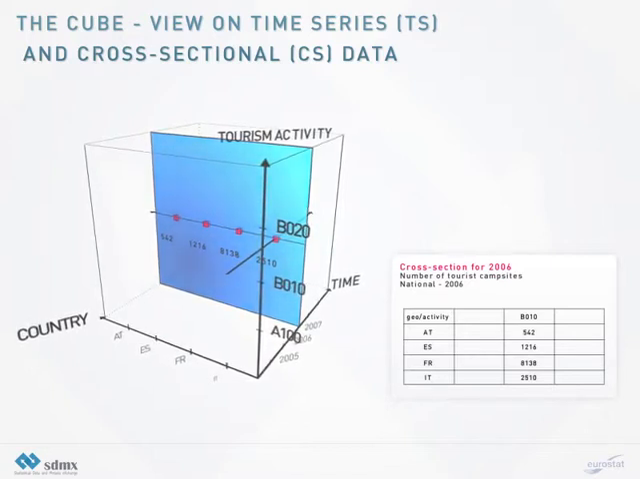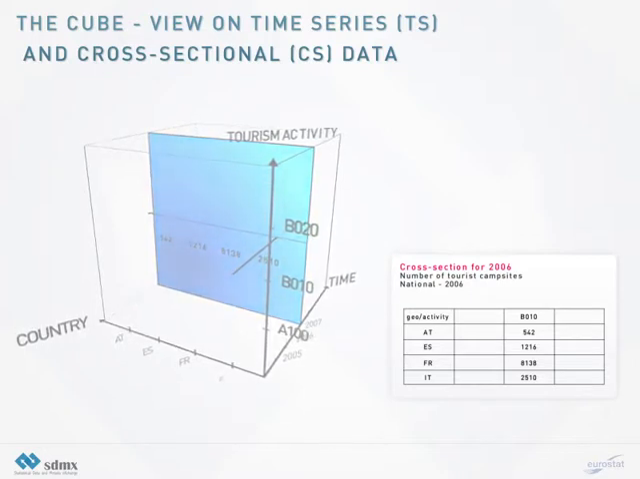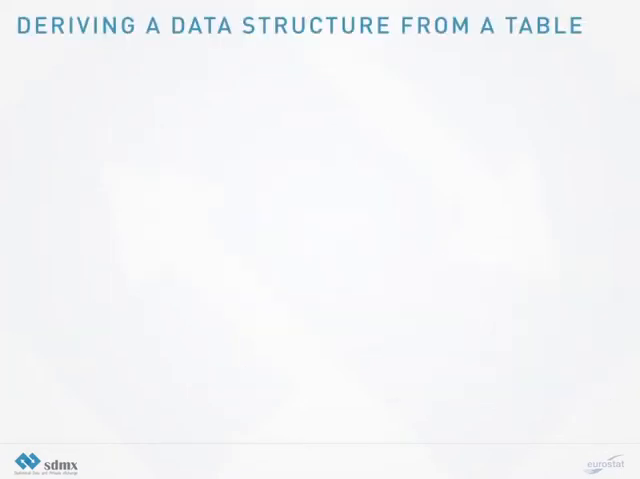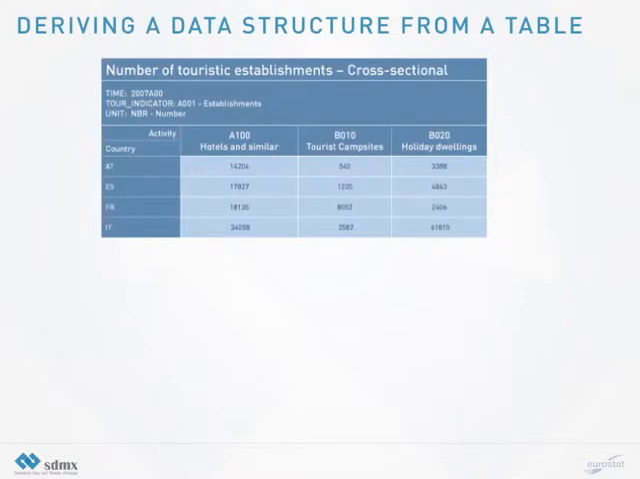SDMX 2.1 supports and allows any representation creating the DSD. Let's imagine we have to describe our table for tourism statistics in a standard way. Take a simplified table, 3 tourism topics for the year 2007. What does SDMX need for describing a statistical table? First of all, we need to identify a set of statistical concepts.